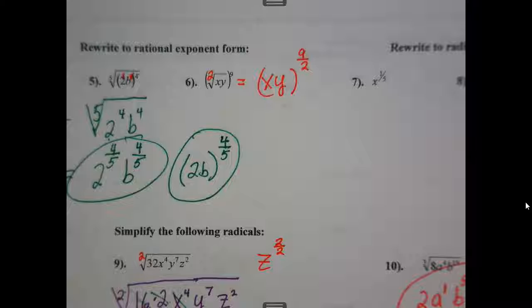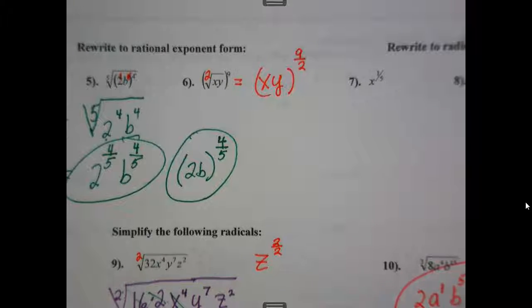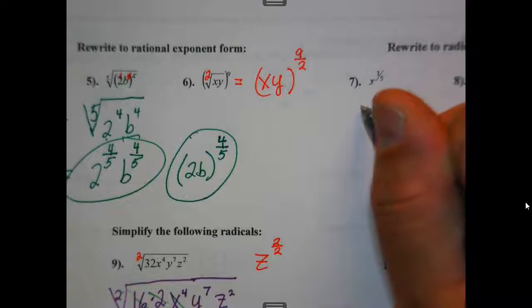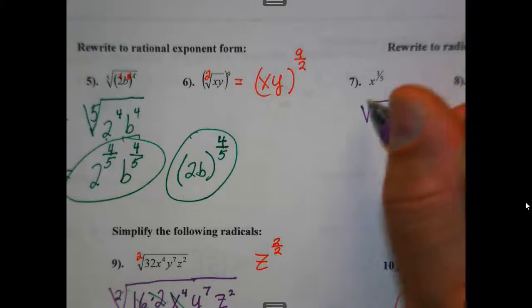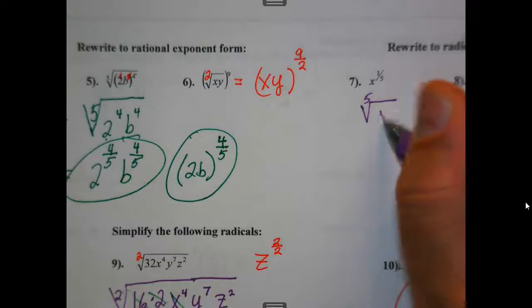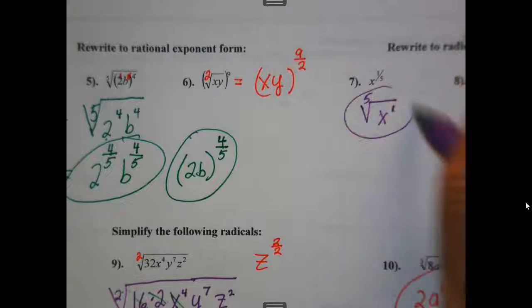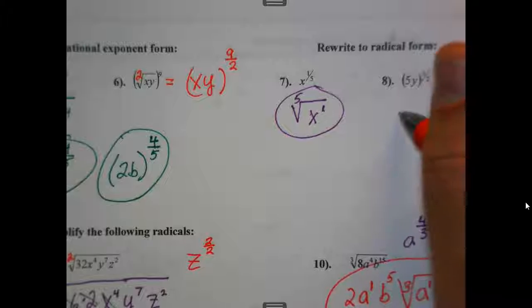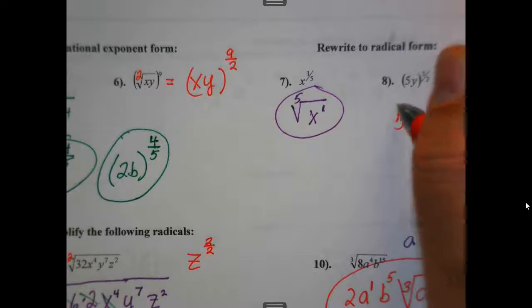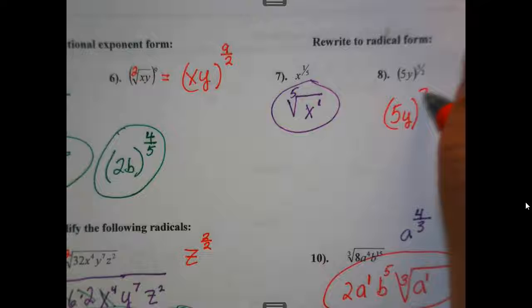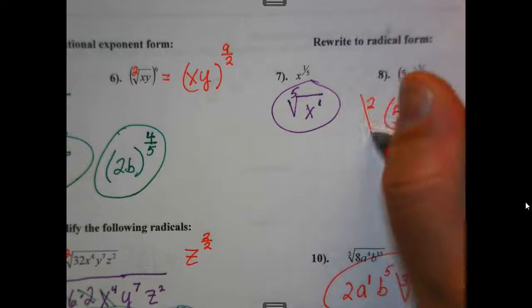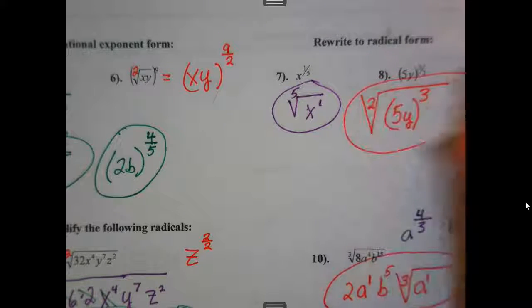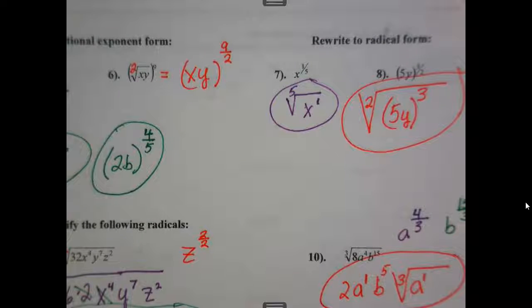It's probably shorter. Number 7, my root is what? 5x to the 1st. And number 8, I have 5y, what's my exponent? And my root is 2. Questions, comments, concerns?